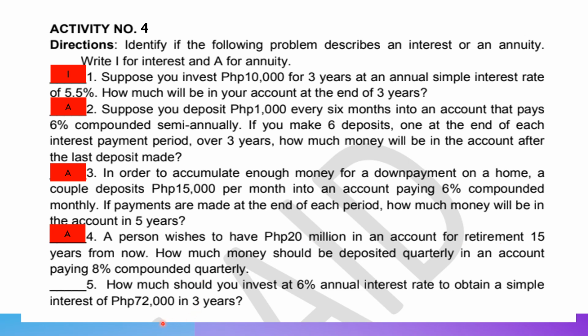And then number 5, how much should you invest at 6% annual interest rate to obtain a simple interest of 72,000 in 3 years? Magkano daw yung i-invest mo or i-deposit mo or ipapahiram mo para magkaroon ka ng 72,000 in 3 years with an annual interest rate of 6%. So, walang sinabi na maghuhulog siya monthly, yearly, semi-annually. Wala, di ba? So, therefore, that is interest.